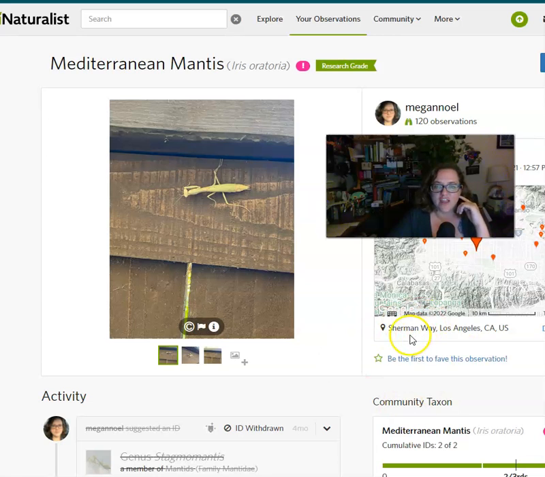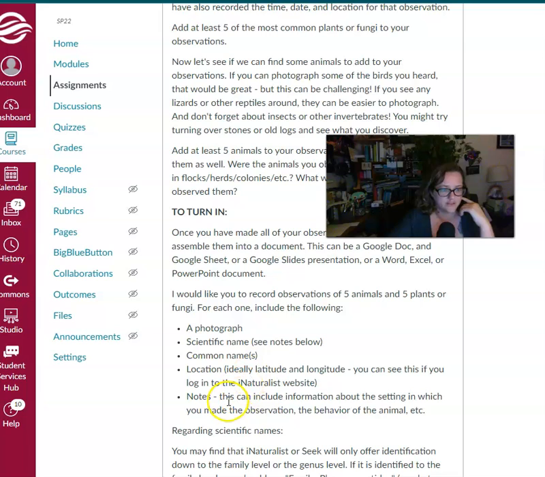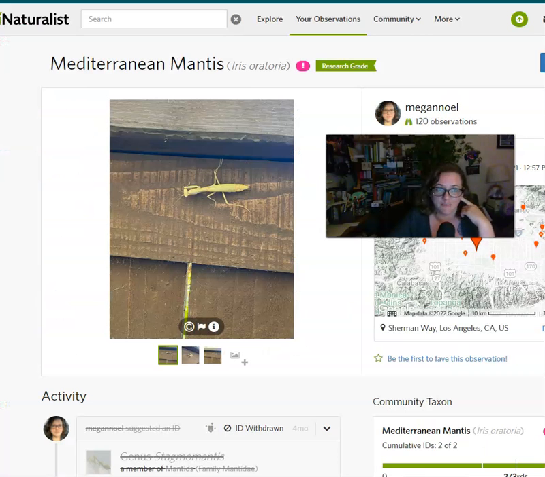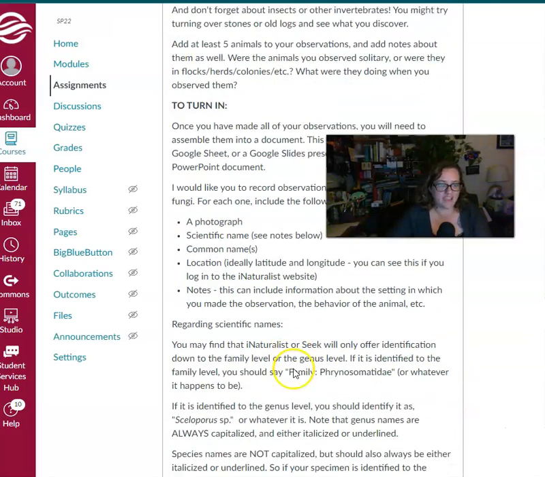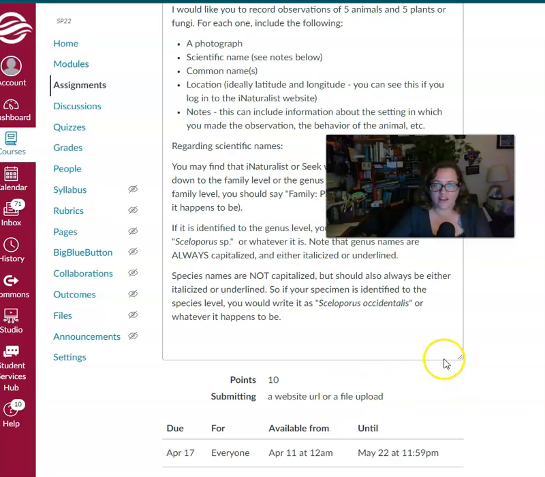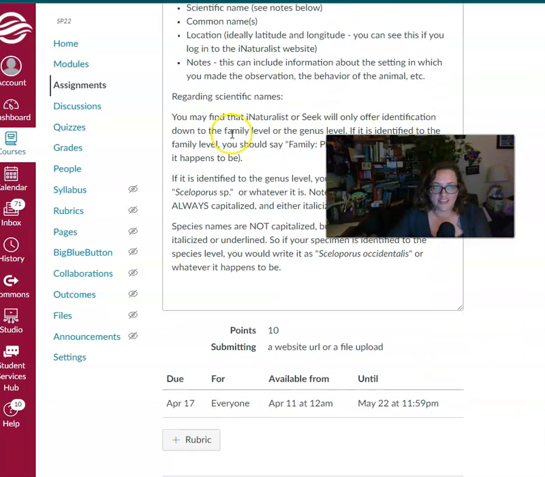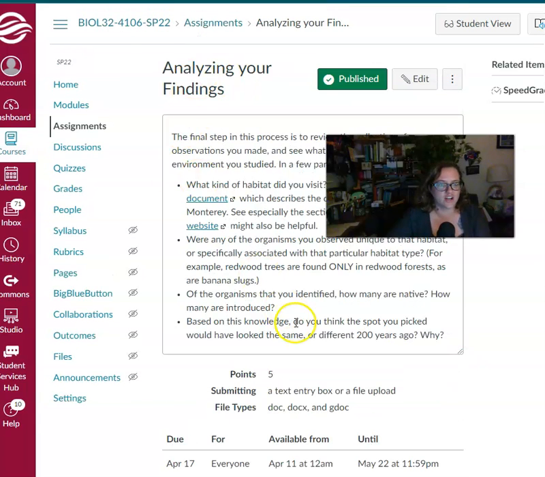And then I would put that it was found on Sherman Way in Los Angeles. That's it. Right? Is that all I want? Any notes you have? For example, this poor mantis was attacked by my cat, and now I'm worried about it. And so that would be the notes I put. Okay? Yeah, so you have to do 10 organisms. And I think this is the most fun assignment, but that's just me. Okay? Make sure you turn that in.